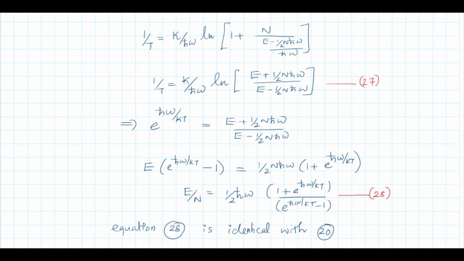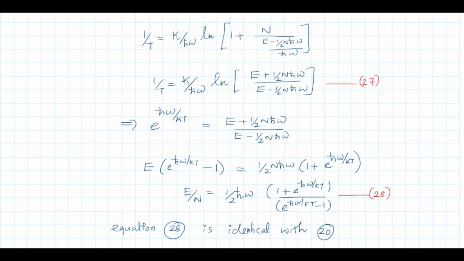Okay, so you can substitute for r as (E minus half n h cut omega) divided by h cut omega. Rearranging this, you will get 1 by T is equal to k by h cut omega log of, this h cut omega will go to the numerator, and E minus half n h cut omega you take as the LCM. And finally solving, you will get (E plus half n h cut omega) divided by (E minus half n h cut omega).